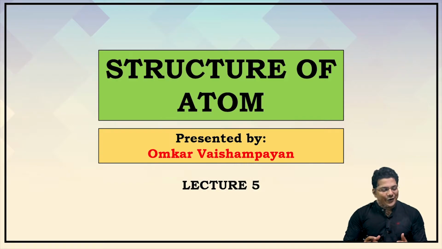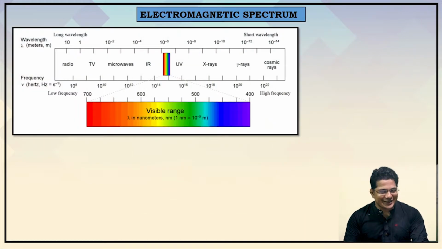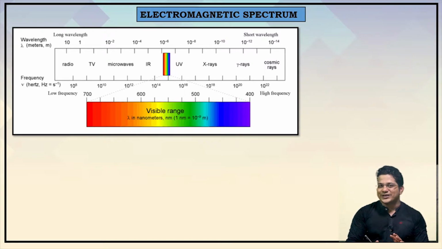Hello friends. Now, in this fifth lecture of your topic structure of atom, we are going to discuss a spectrum, which is the electromagnetic spectrum. And how does the electromagnetic spectrum look like? It looks something like this.